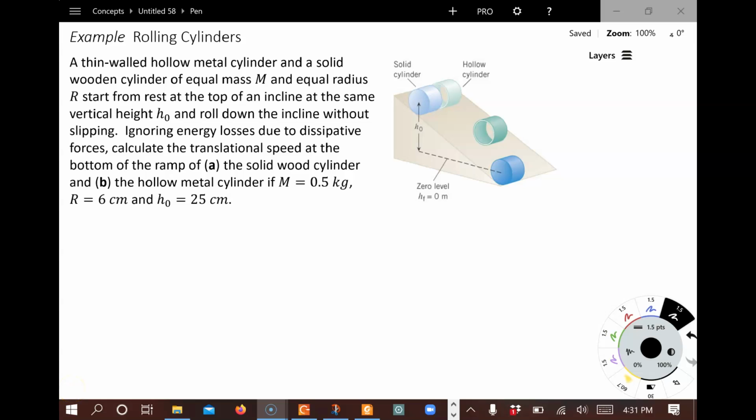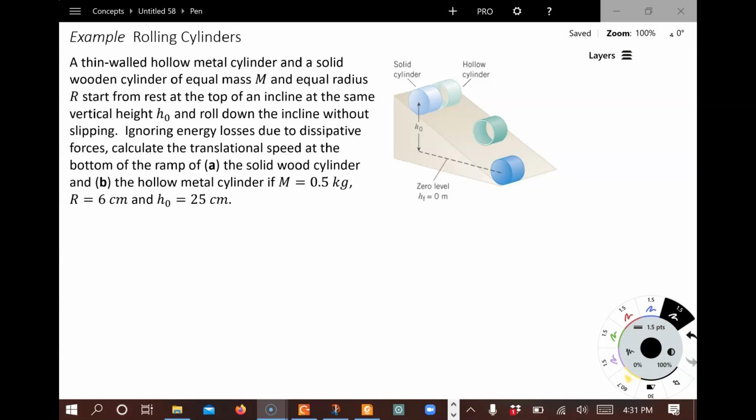Hi, this is an example problem from Chapter 9 that uses the conservation of mechanical energy for rolling motion. There's a video that actually shows a demonstration of this in the introduction to week 10 if you want to watch that. Pause for a moment and read the problem.